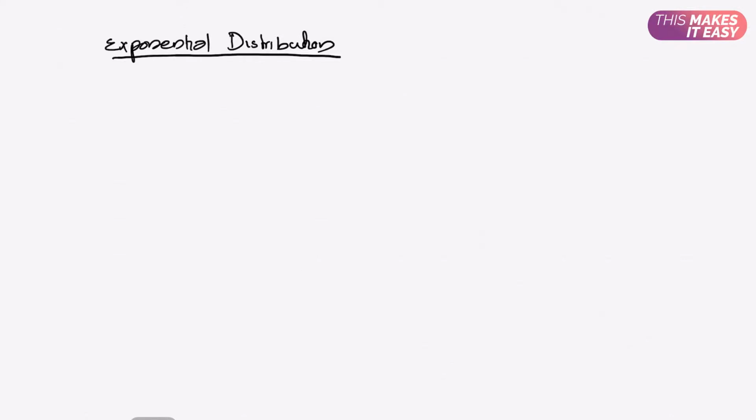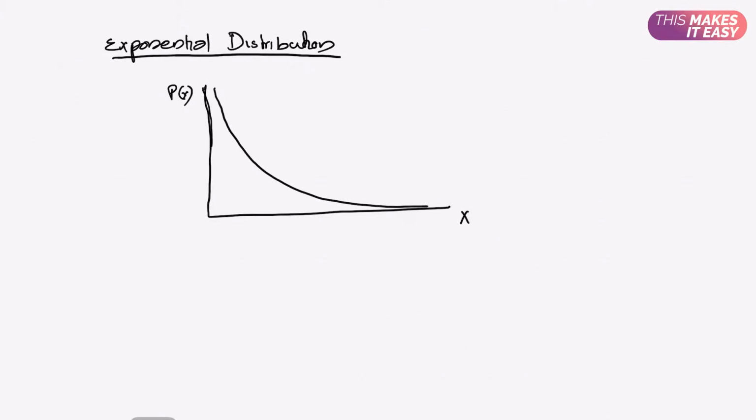It has a graph like this. This is the random variable x. Here there is the probability of x. The graph goes somewhere like this, from 0 to plus infinity. So firstly we will derive the PDF of the exponential distribution. By using the PDF we will find the MGF, then we will solve some problems.